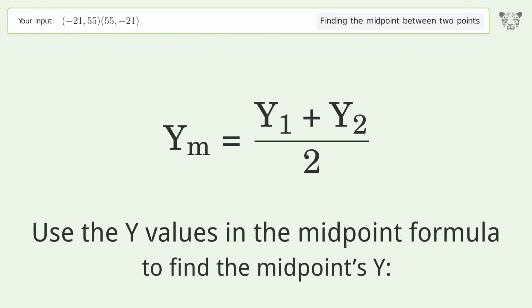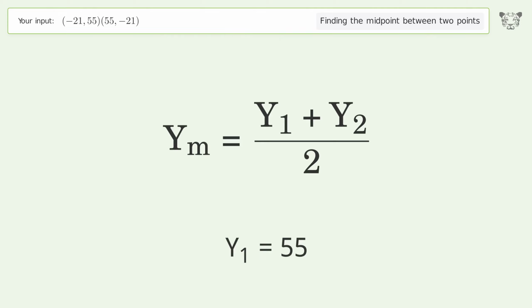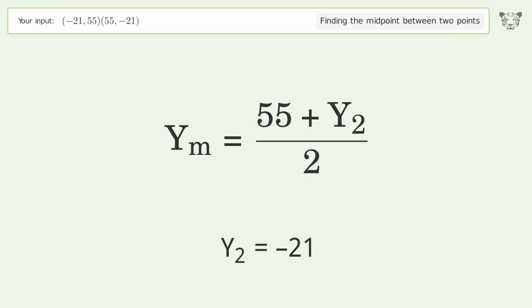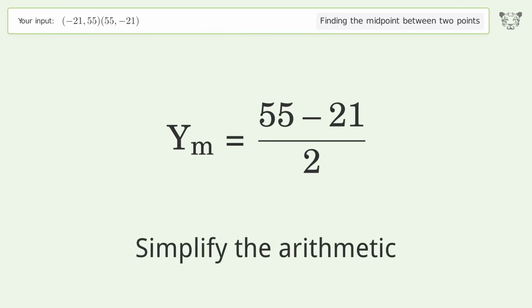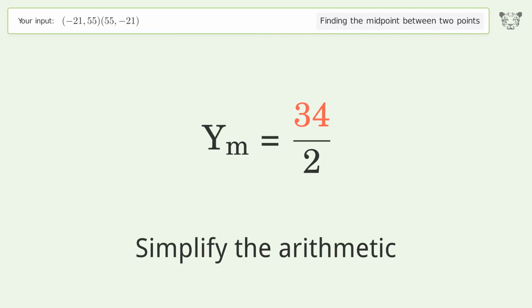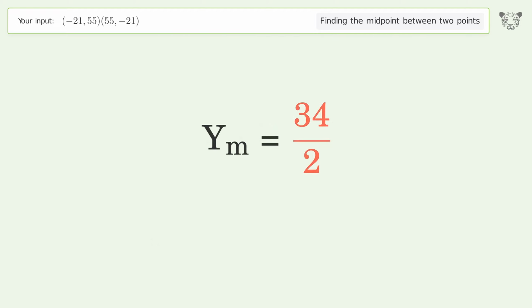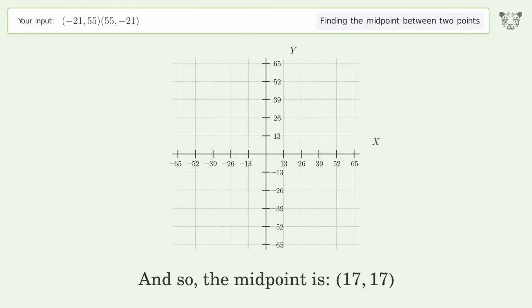Use the y values in the midpoint formula to find the midpoint's y. y1 equals 55. y2 equals -21. Simplify the arithmetic. And so, the midpoint is 17,17.